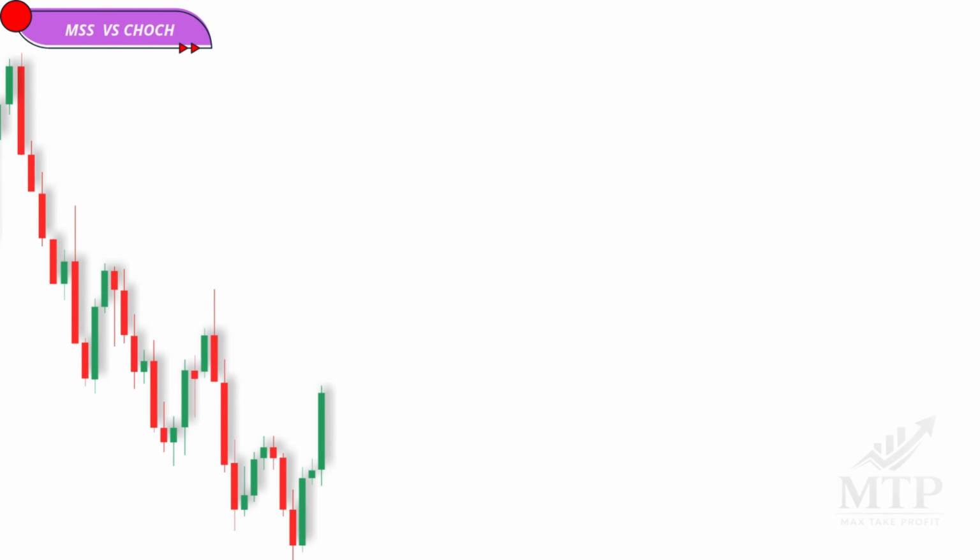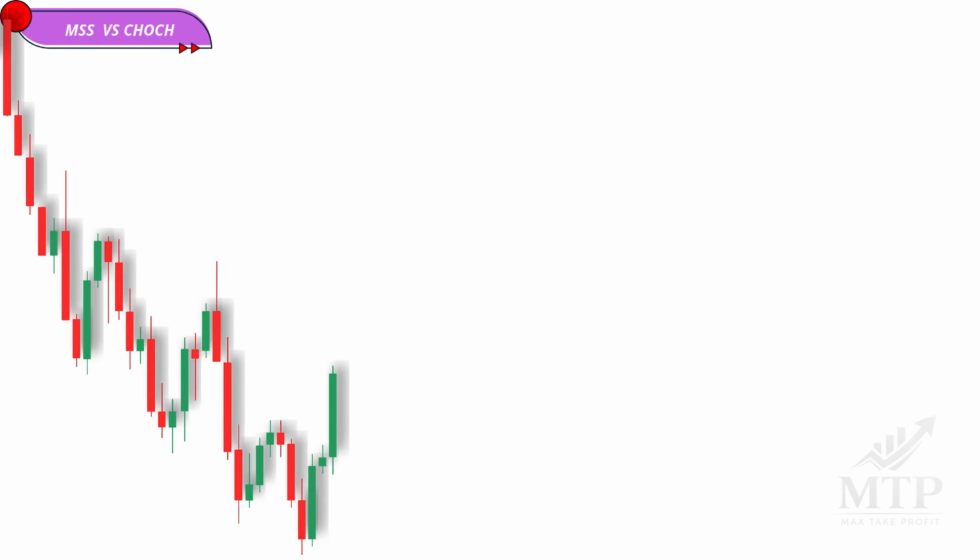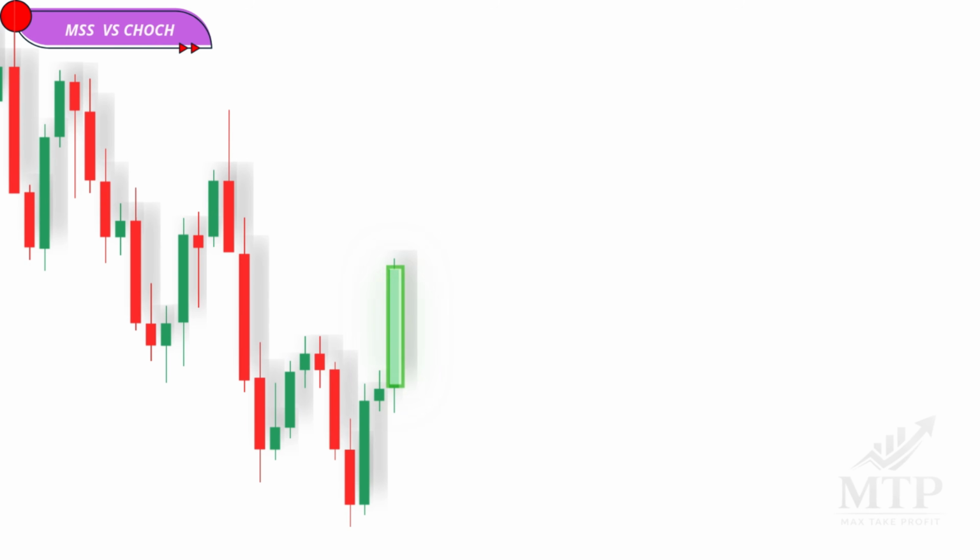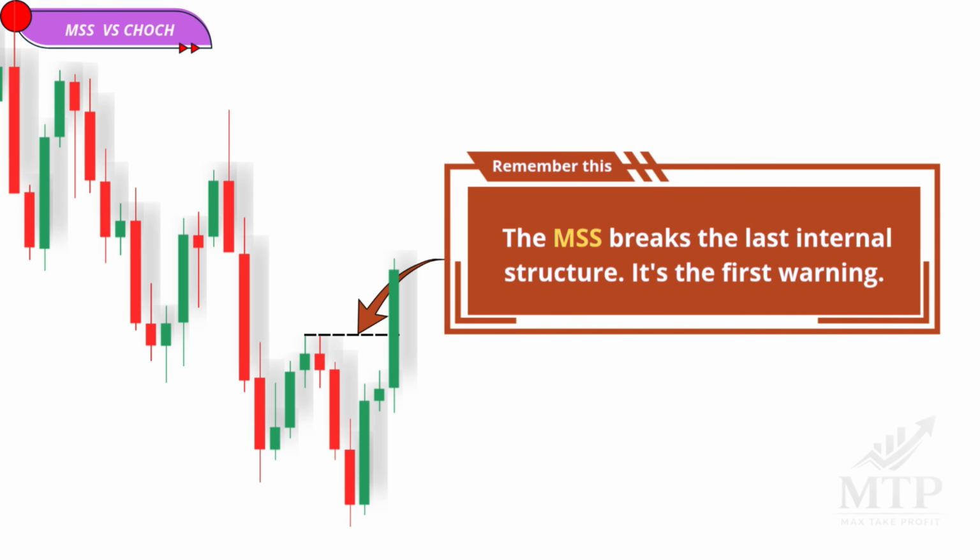Imagine a downtrend. Price is making lower lows, lower highs. Then suddenly, a candle appears, a sudden displacement candle, violent momentum. This candle breaks the previous high of the downtrend. This is not a small poke, it's a clean break, with conviction. This signal is the MSS. The MSS announces one thing: the end of the internal trend. The current trend is losing steam. A deep retracement or a local reversal is coming. Remember this. The MSS breaks the last internal structure. It's the first warning.